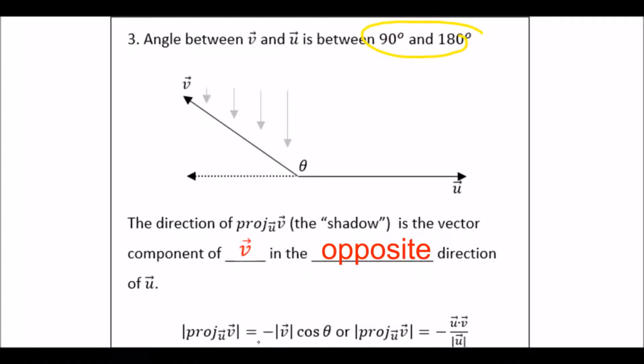projection of V on U, if the angle is between 90 and 180, see it's negative here, negative here. With this one we have to worry because the cos of anything between 90 and 180 is negative, so I do need to put the negative there to make it a negative times a negative, so it gives us a positive. And same thing here, you'll find that the dot product is negative, so that extra negative there will just give us a positive again, because the magnitude is always a positive value.